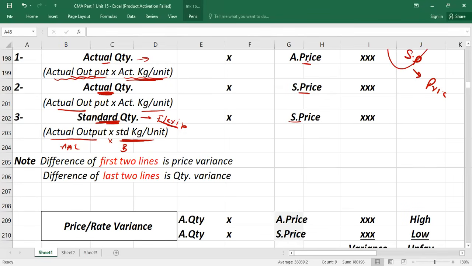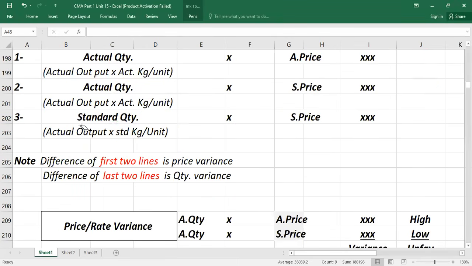Understood? And here the actual price will most probably be given. Standard price, most probably will be given. If it is not given, I'll tell you, don't worry, how we can calculate. Let's assume so far it is available. So what do I do now? Once these three lines are written, I have to multiply actual quantity with actual price. I'll get one answer here.